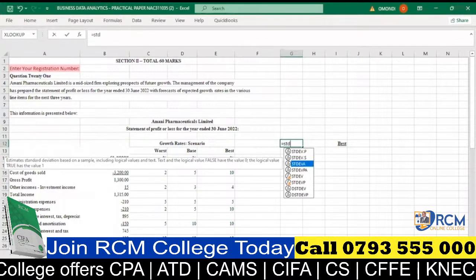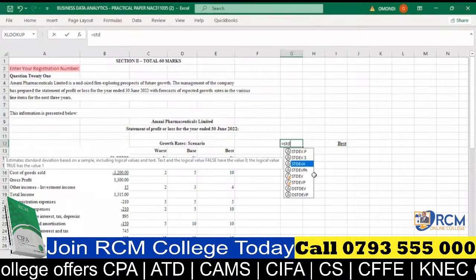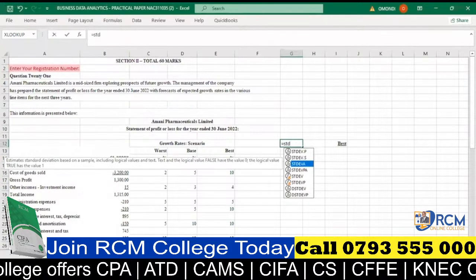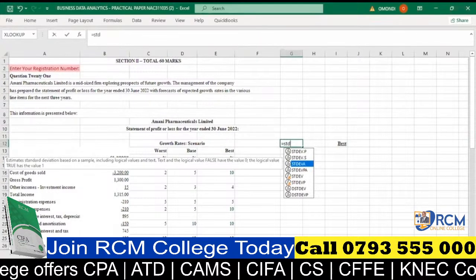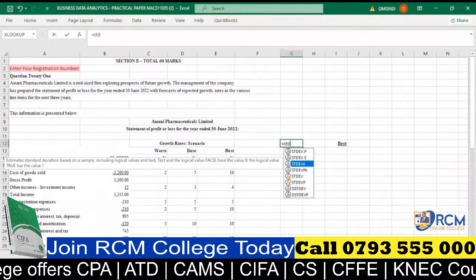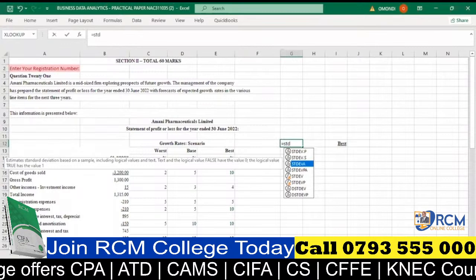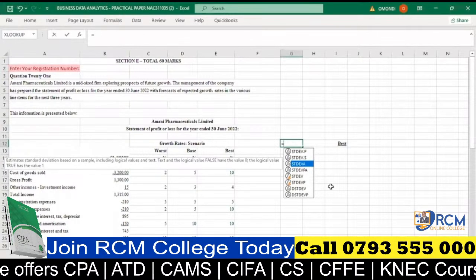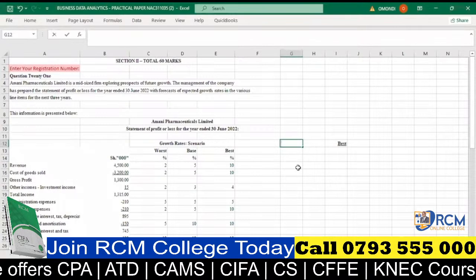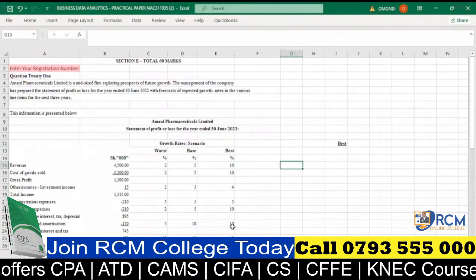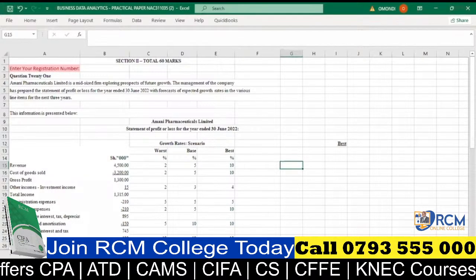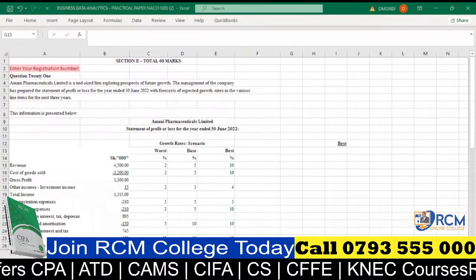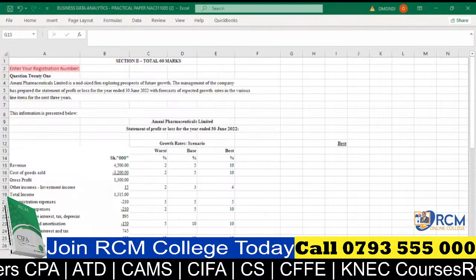I can see majority are telling me that the correct answer is choice C. I can also see some are also having choice B, option B, as their correct answer.